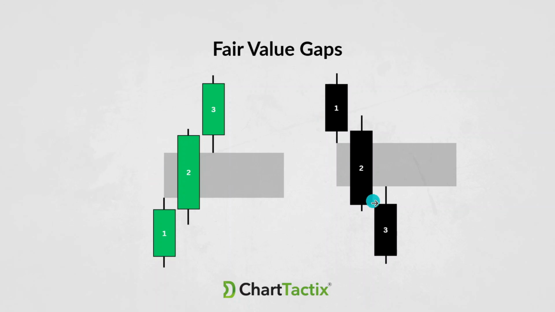Now for a bearish fair value gap, the first candle can form however it likes, but the second candle has to be an impulsive candle. And then the third candle's high should not align with the first candle's low. That gap then becomes our bearish fair value gap.